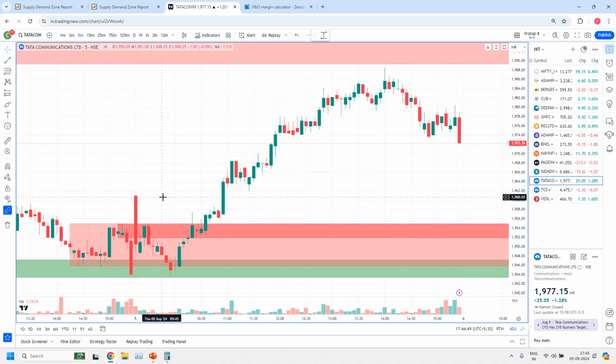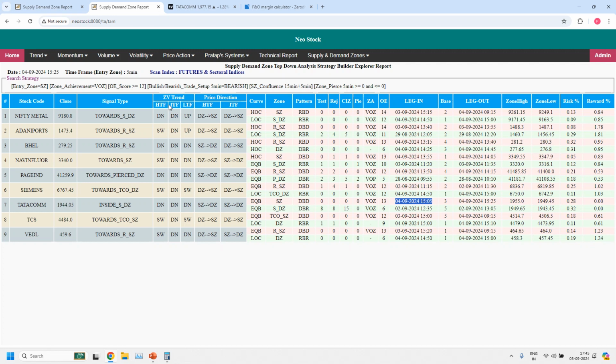If this 15-minute zone is violated, what will happen? The 15 minutes trend will be changed. Because it is a bearish trade setup, that means the trend is downtrend, 15 minutes trend. That is what our report is also showing here. See, in ITF, all the trends are downtrend. In Tata Communication also, the ITF trend, that is the 15 minutes trend, is downtrend.